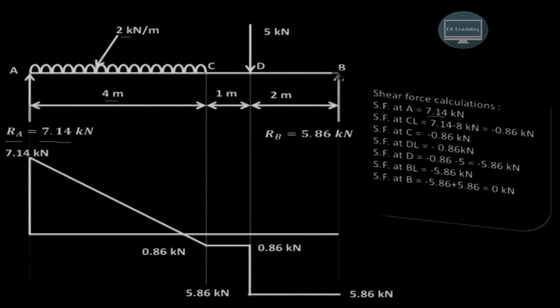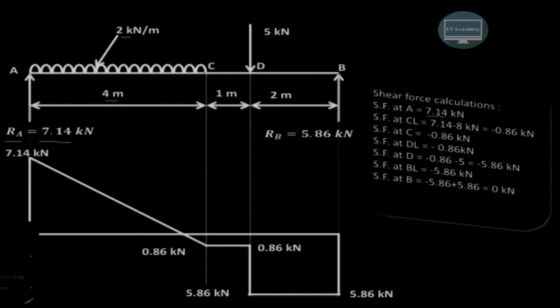But suddenly at point B, there is a point load of 5.86 kN but acting in the upward direction. So minus 5.86 plus 5.86, because this is acting in the upward direction, that will be 0. That will close the shear force diagram. So it must be a closed diagram.